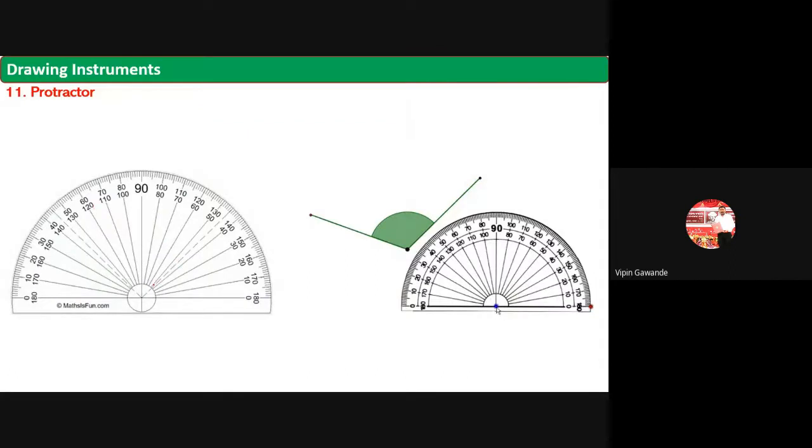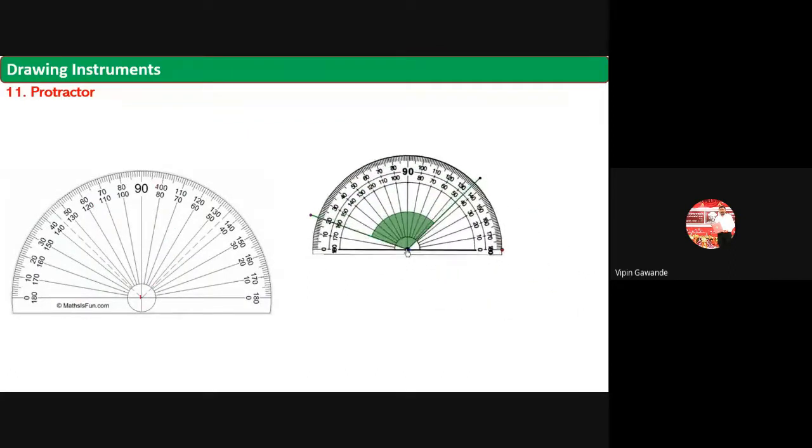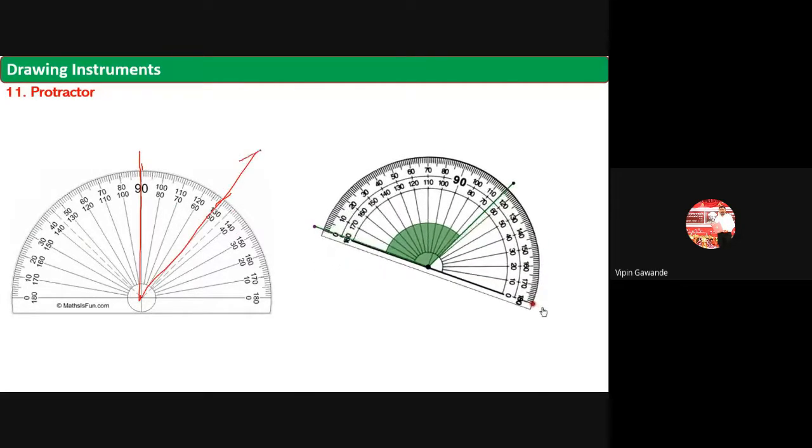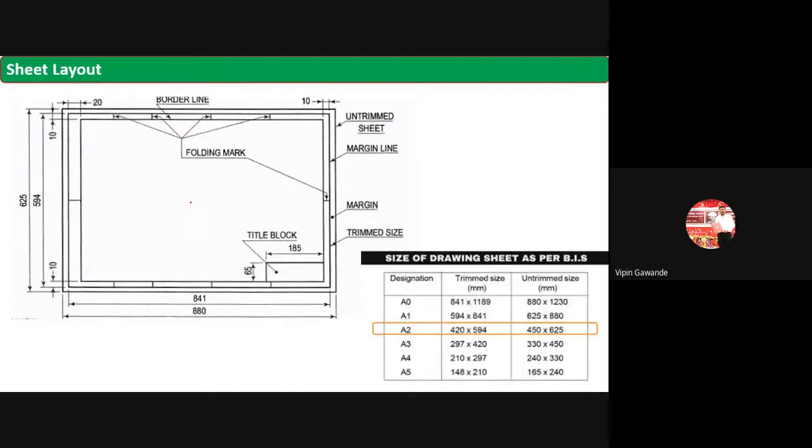Protector. Now you know this one. Protectors are used for marking angles, so we can mark the angles using the protector. After that, we have seen the sheet layout. Here the chances of a question being asked are very low, because this is the theoretical part.